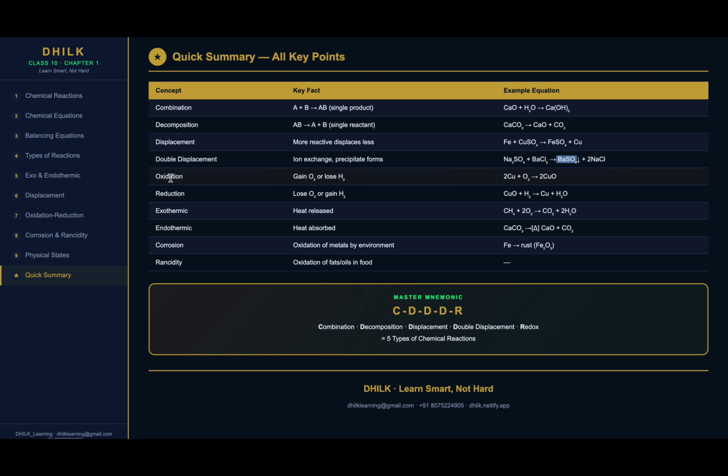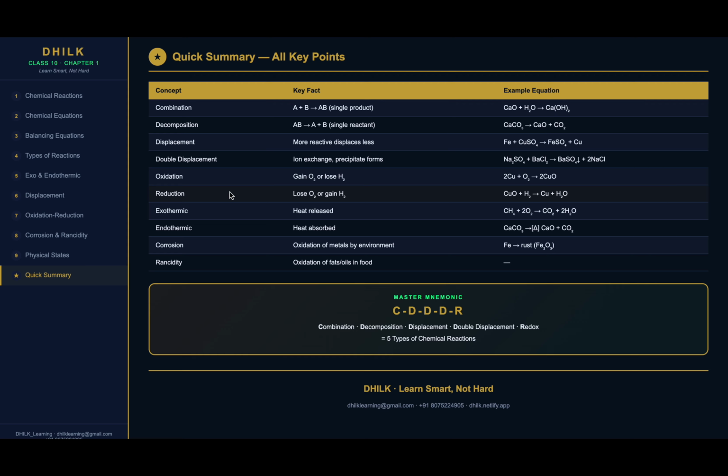Now the next reaction, redox reaction, which is a combination of oxidation and reduction. A redox reaction is a chemical reaction in which oxidation and reduction happen together. What is oxidation? Oxidation is either gain of oxygen or loss of hydrogen. For example, in 2Cu plus O2, copper is adding oxygen. You can compare the reactant and product. In the reactant there is no oxygen atom with the copper, but in the product there is an oxygen atom with the copper. That means oxygen is added to copper. So this is an oxidation reaction.